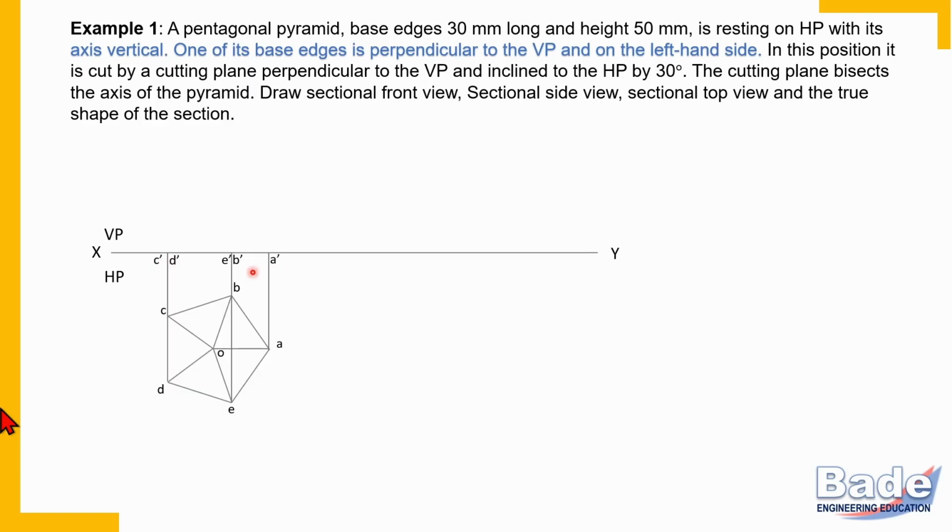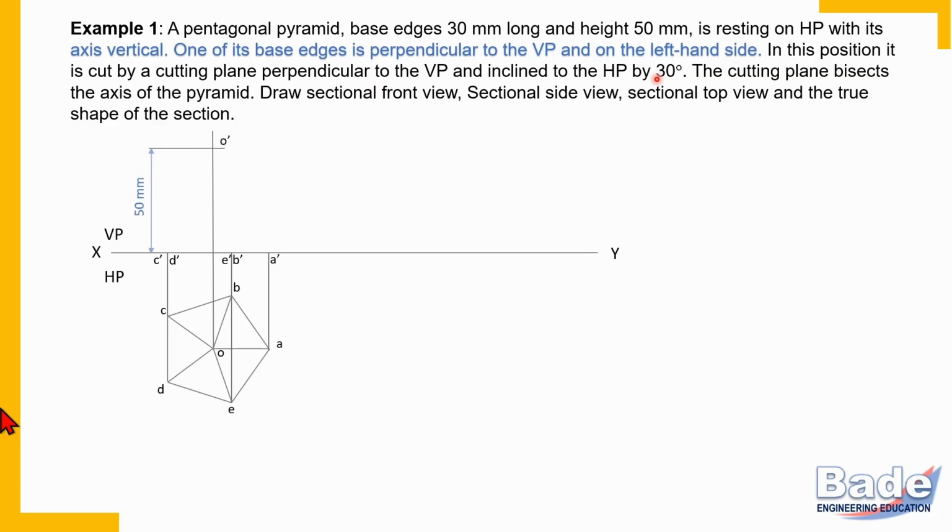All 5 base corners are on XY line. That means entire base is in HP. Now let's locate apex in the front view. So this is projector for apex. Now check whether we know height of the object. Height doesn't appear in the top view. In front view, we are going to measure height of the object, which is given 50 millimeters. So measure 50 millimeters.